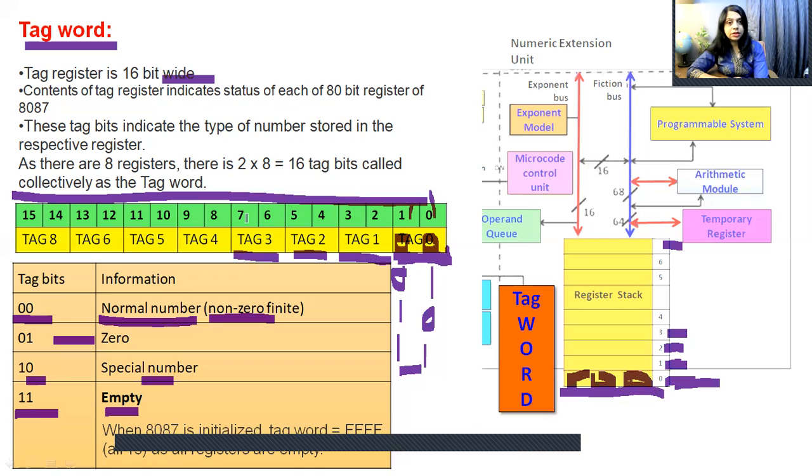So that is about the status of the register stack. Now say, for register 4, this is the stack 4 position. If these two bits are 00, it indicates that register 4 holds a normal finite number. If it is 01, it holds all zeros. If it is 10, a special number is available in register 4. If it is 11, it is empty. So when the 8087 is initialized, the tag word is FFFF. Why FFFF? Because when we initialize, the whole register stack is empty, and when it is empty, all tag bits will be 11, that is FFFF in hexadecimal.